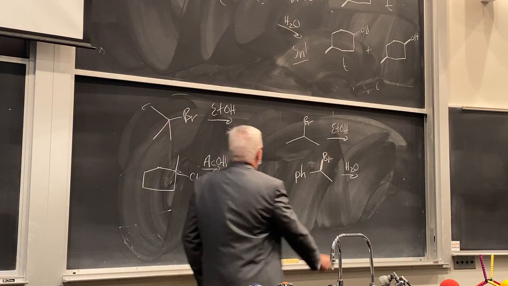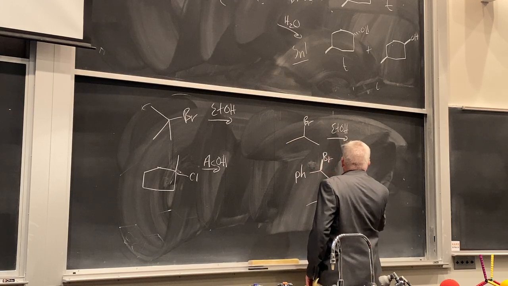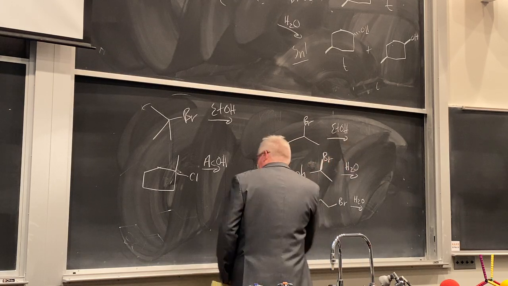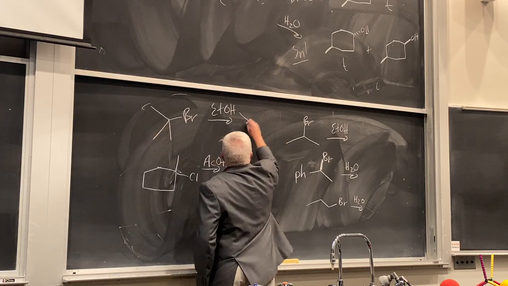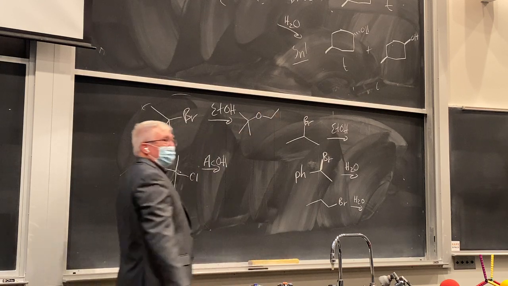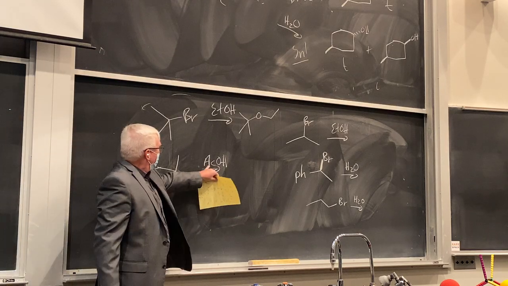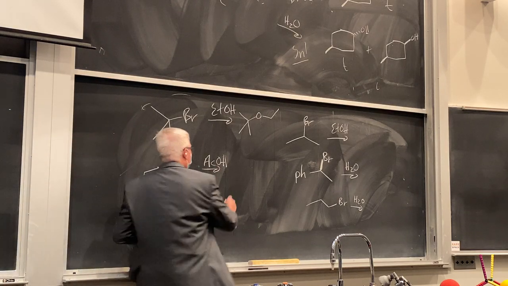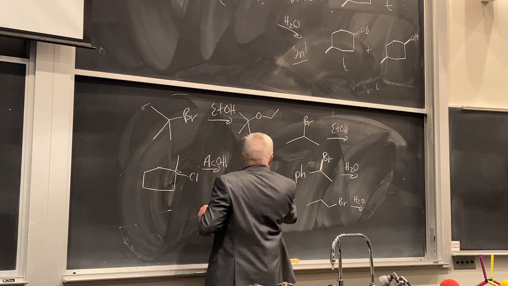Well, let's do one primary. Let's have the propyl bromide here with water. What's the result of that going to be? Okay, so what would this one be? The tert-butyl would be the tert-butyl ethyl ether. Okay, got that one. How about acetic acid, the tertiary one? It'll be the acetate ester.